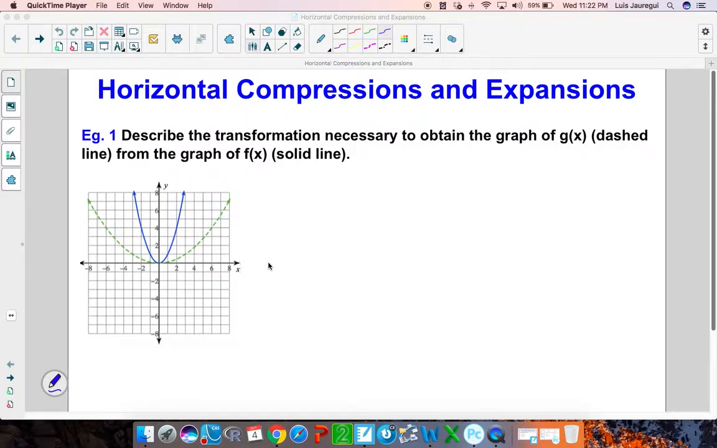Welcome. In this video, we'll be analyzing horizontal compressions and expansions. Let's go ahead and take a look at our first example. Describe the transformation necessary to obtain the graph of g of x, the dashed line, from the graph of f of x, the solid line.